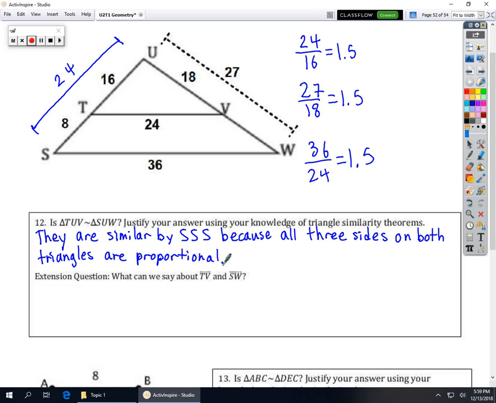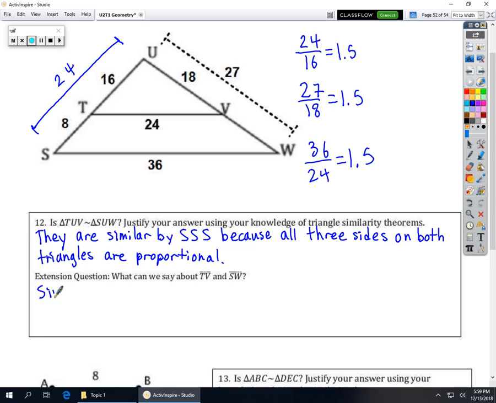Right. There's an extra question here. So then what can we say about TV and SW? This was an interesting fact: if you have a triangle inside a larger triangle, and two of the sides are being shared, essentially you're constructing a triangle by cutting a line through that triangle. These two lines will be parallel. So what this means is TV and SW are parallel.